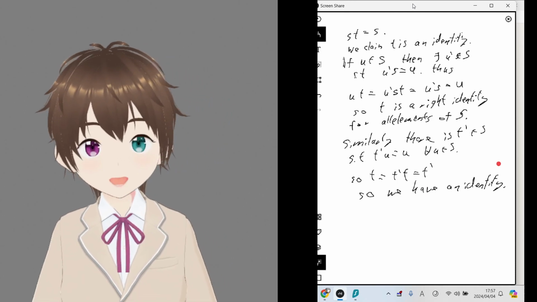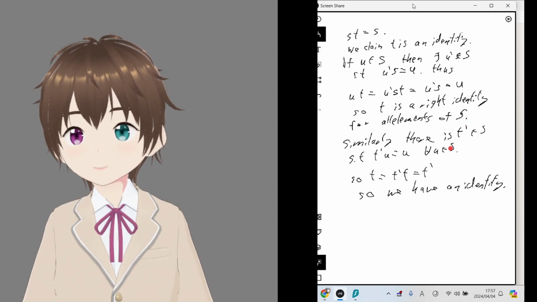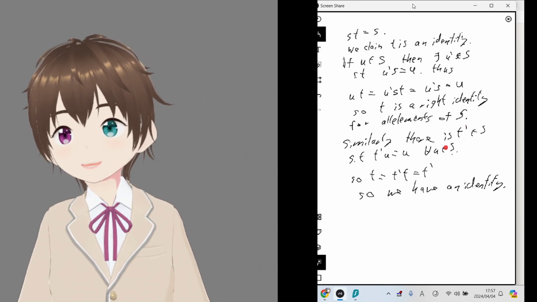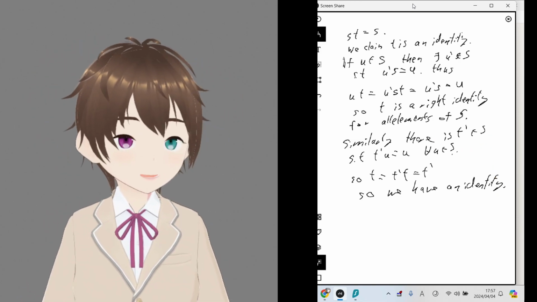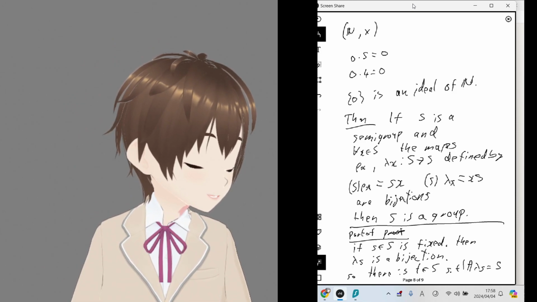And if I have an identity, I can construct inverses, because everything has a thing which multiplies it to get to the identity. And you can check that if a thing has a left inverse and a right inverse, then they agree. This is a fairly standard group theory check, but it's the same sort of flavor. Okay, so this is how that works.